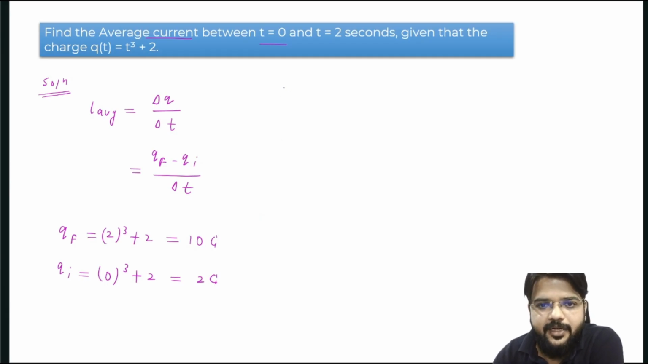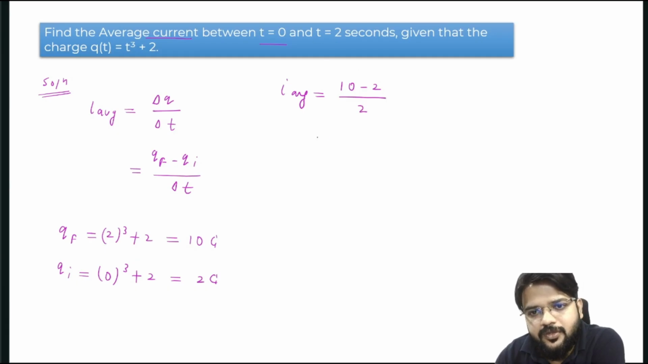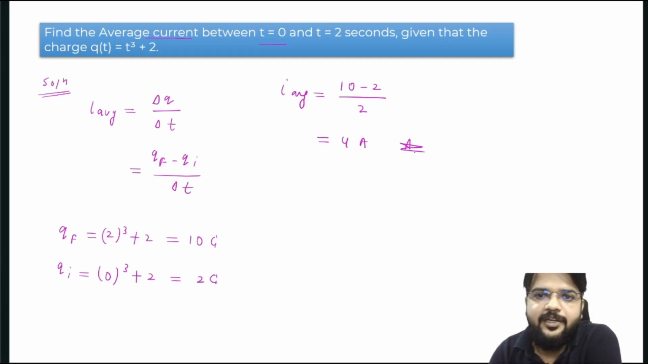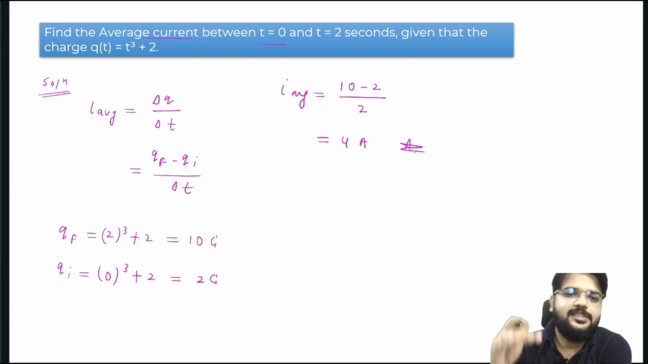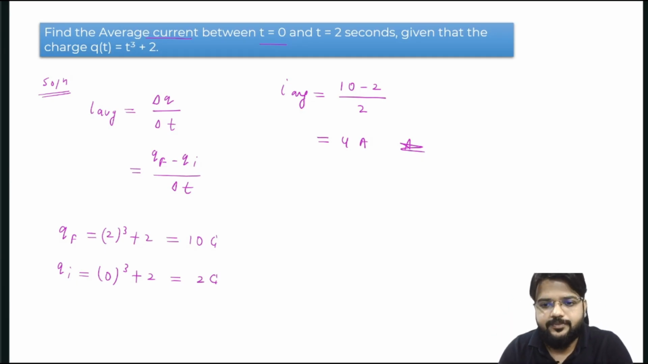Now we have both q final and q initial. So I average is equal to delta q by delta t. Final minus initial means 10 minus 2, divided by the interval of time, 2 minus 0, which is 2. 10 minus 2 is 8, and 8 divided by 2 is 4. 4 ampere is the answer. So the average current between 0 and 2 seconds is 4 ampere. This is the final answer for this question. I hope this is clear, everyone. Note down.